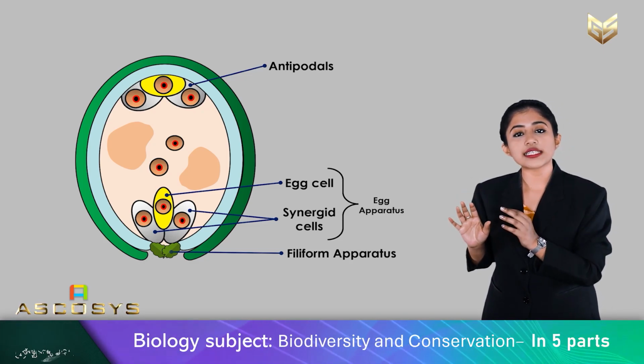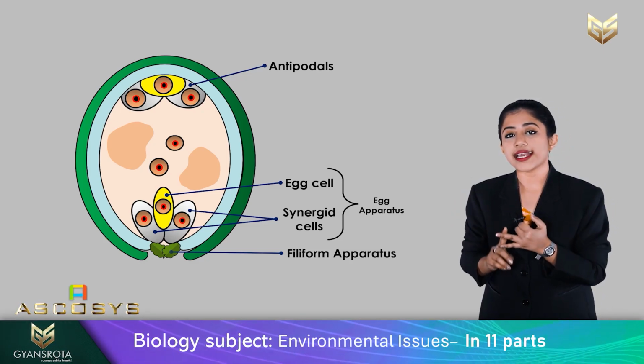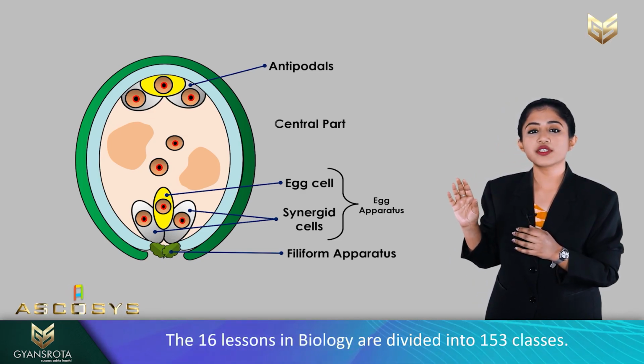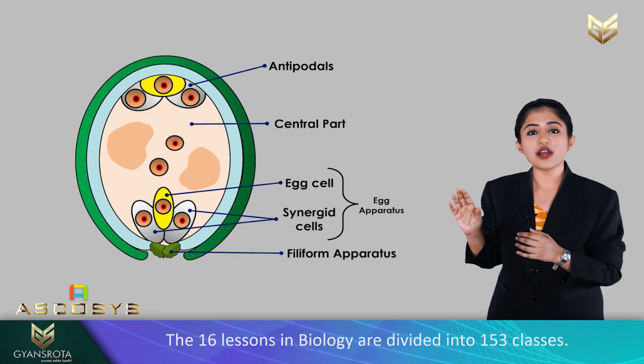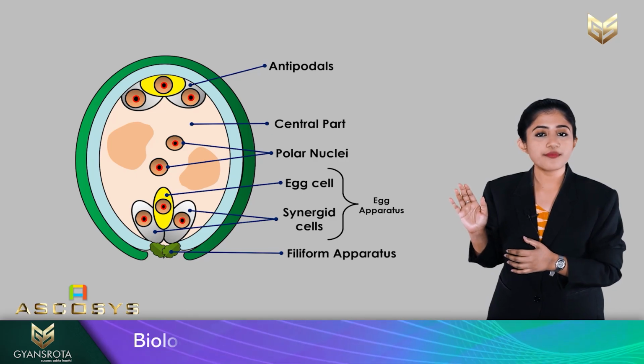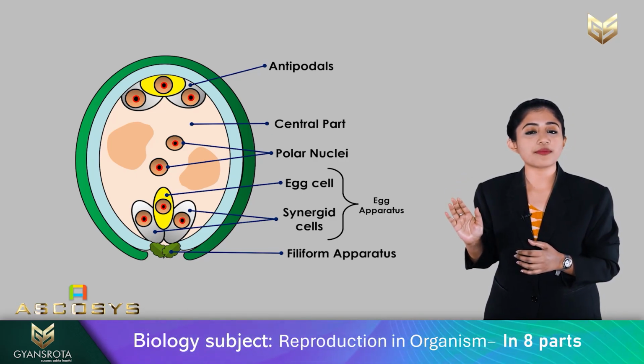That egg apparatus contains what? The synergids and egg cell, right? That is called the egg apparatus. And the next 2 nuclei will move to the central part of the embryo sac, and they will be called the polar nuclei. So this is how it looks, okay. This is the embryo sac of the female gametophyte.